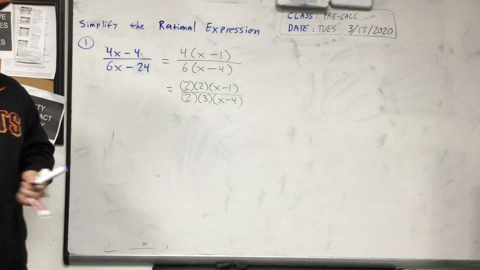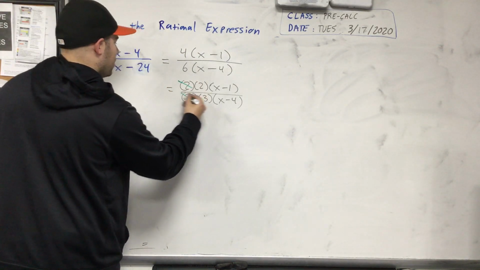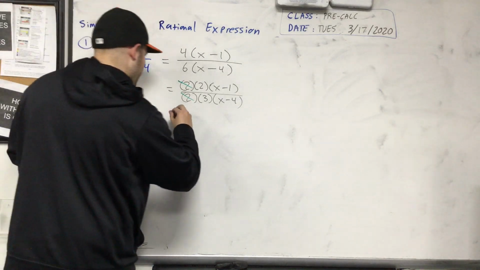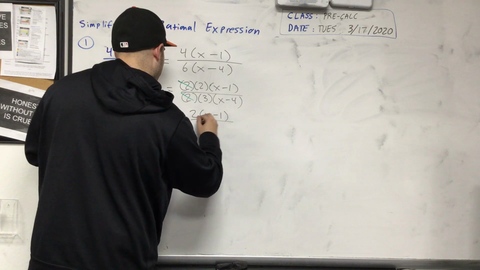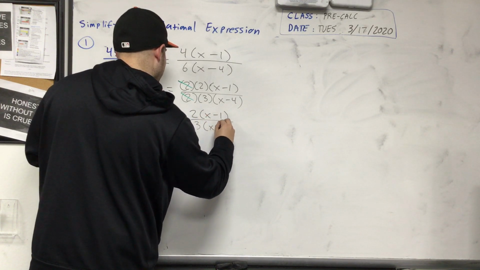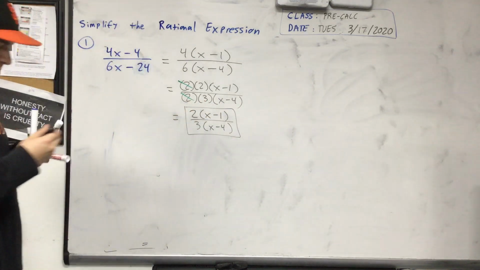Can anything cancel out? Yes, a pair of 2's. A 2 on the top and a 2 on the bottom. That gets me 2 times x minus 1 over 3 times x minus 4. Okay?